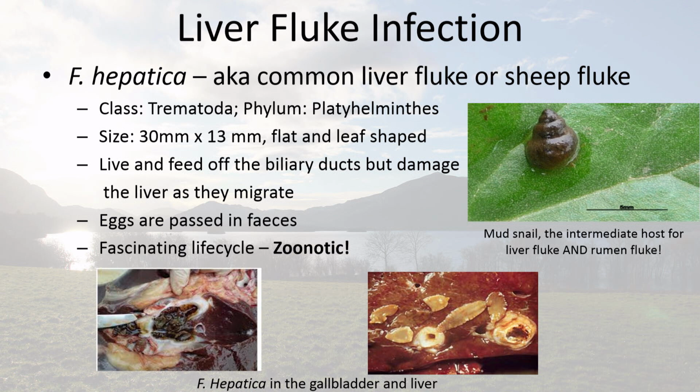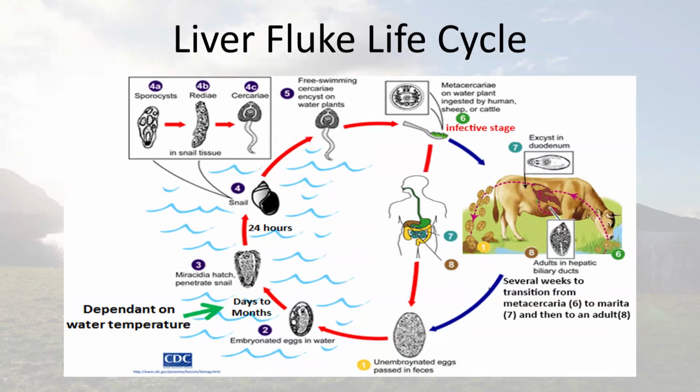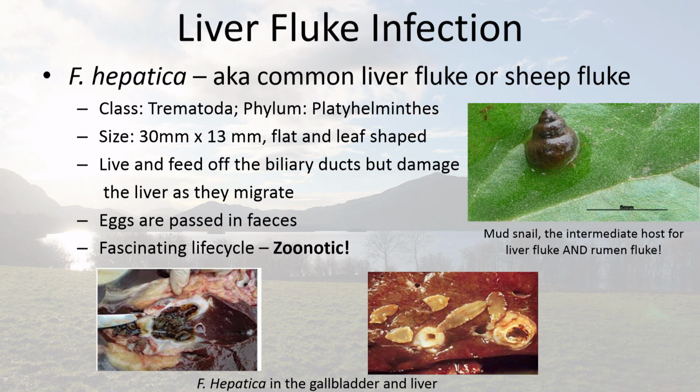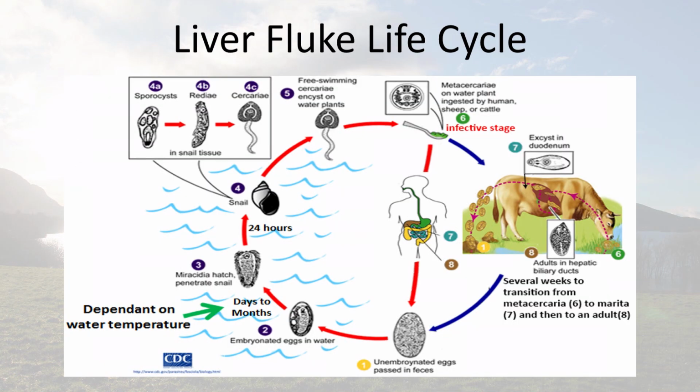And also they have a fascinating life cycle, and they are zoonotic, which is one of the reasons I'm terribly interested in them. So I modified the CDC life cycle for you a little bit to show where they show up in cows. Okay, so when the cows become infected, they get infected with metacercariae, which they pick up from the grass.